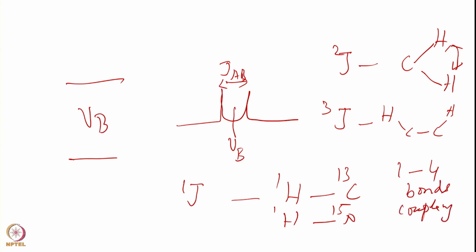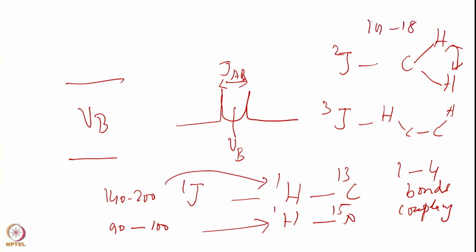and they have different ranges. So, if I want to write, these are typically of the order of 1 bond couplings, carbon couplings are of the order of 140 to 200 hertz, and then you have 90 to 100 hertz for the proton, this one, and the 2 bond couplings are of the order of 14 to 18 hertz, and 3 bond couplings will also be of the order of 3 to 15 hertz.